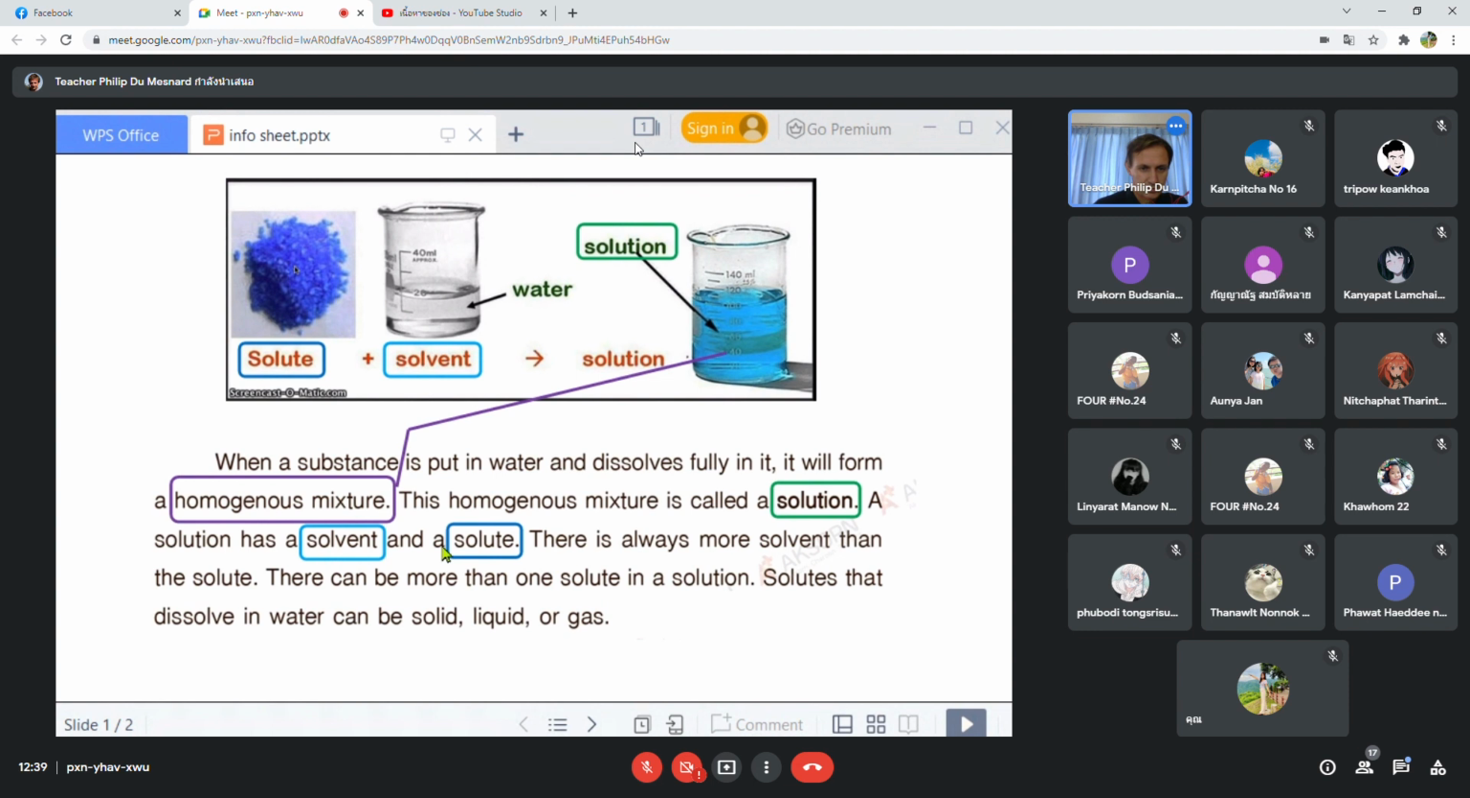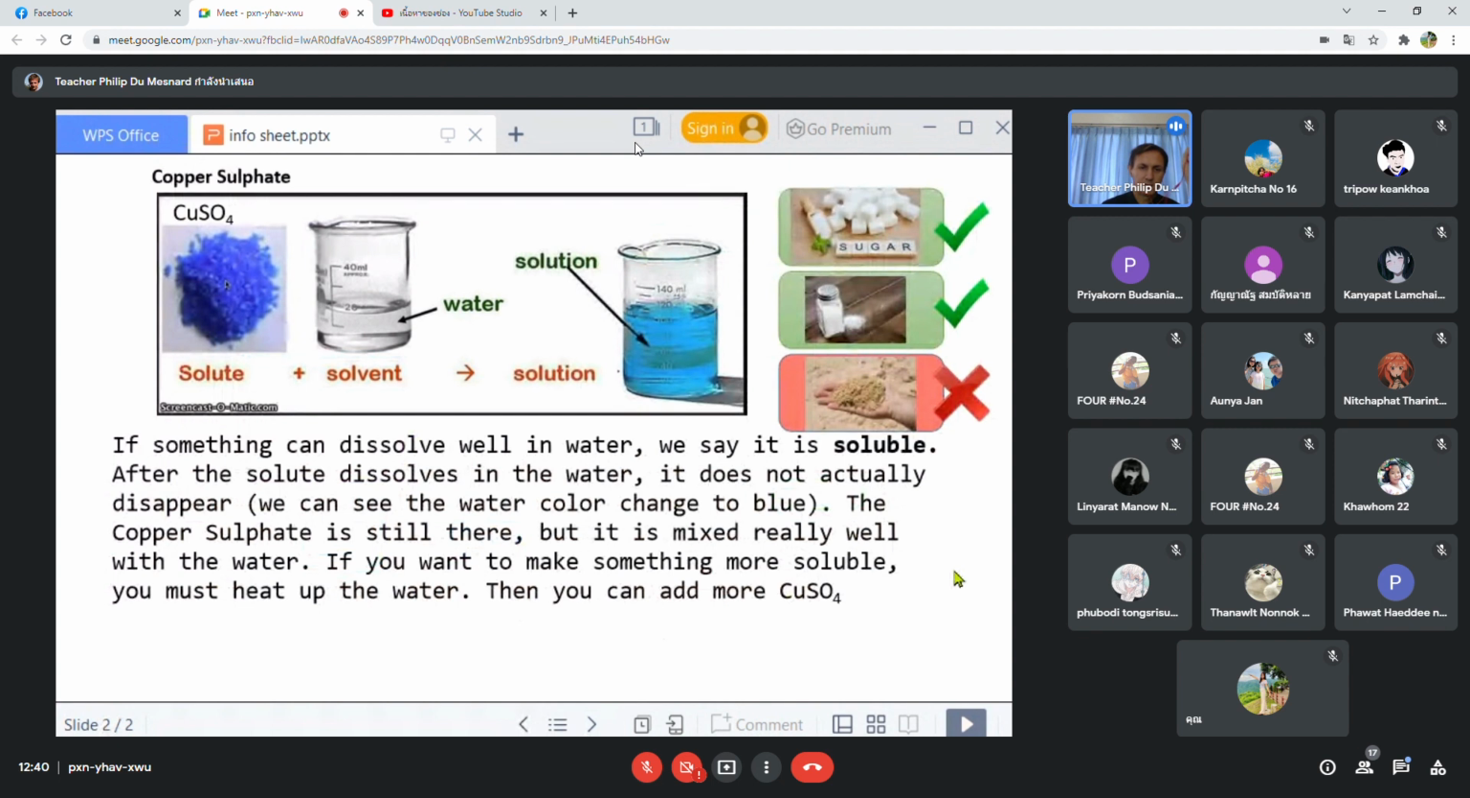Let's see what else. Okay, and there has to be more water than crystals, otherwise this doesn't work. If we have a little bit of water and a lot of crystals, it does not work. Okay, class, can I go to the next page? Okay, I hope so. Okay, class, please study this page. Please study.